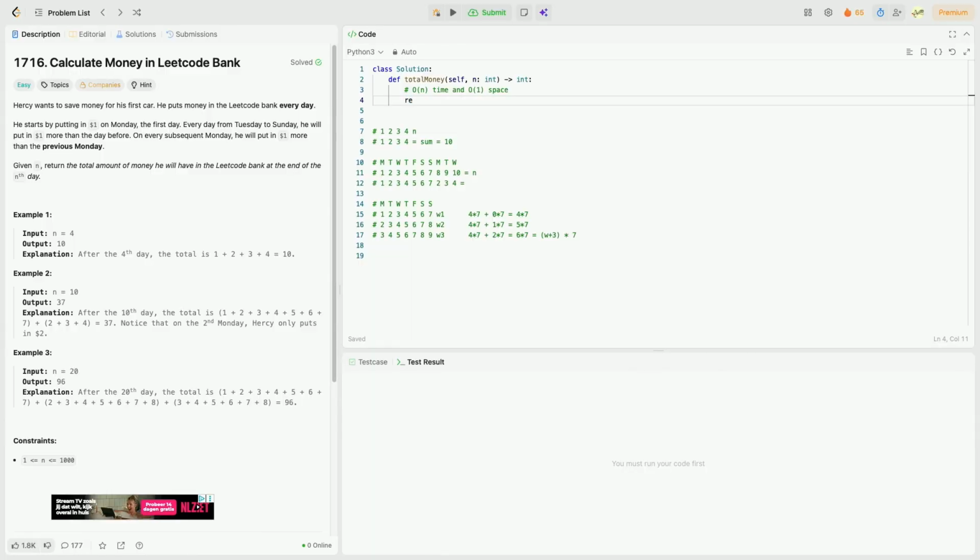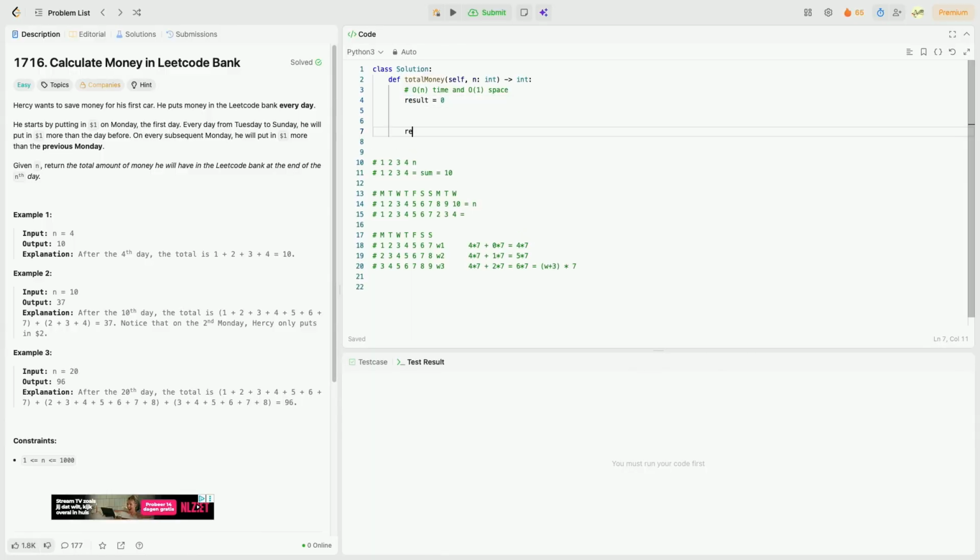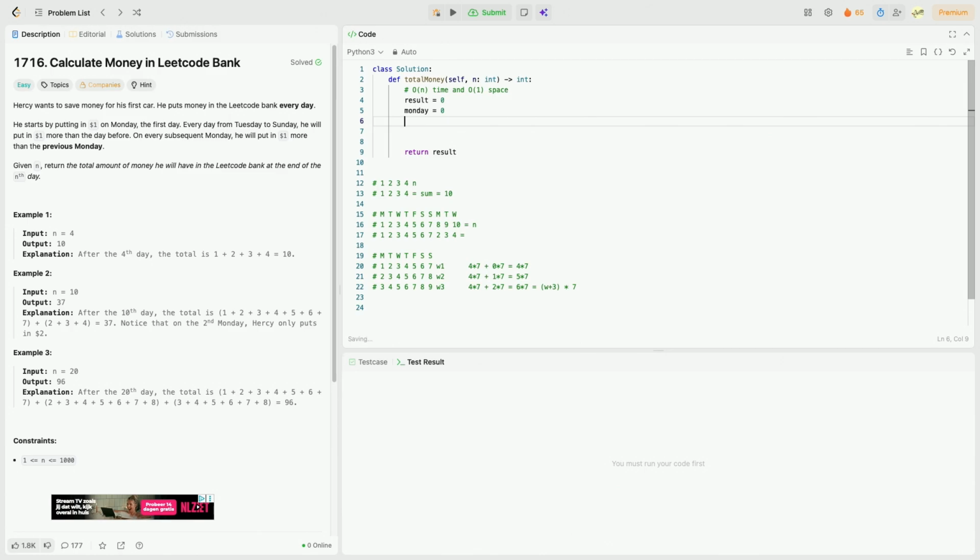Right, so we're going to need a result variable, right? And that's what we will return at the end. And that's going to represent how much money we've invested in the bank, right? Now, we also need to keep track how much money we invested the previous Monday, right? And we need to keep track of how much money we invested the previous day. Because remember, we need to increase our investment by $1 compared to the day before.